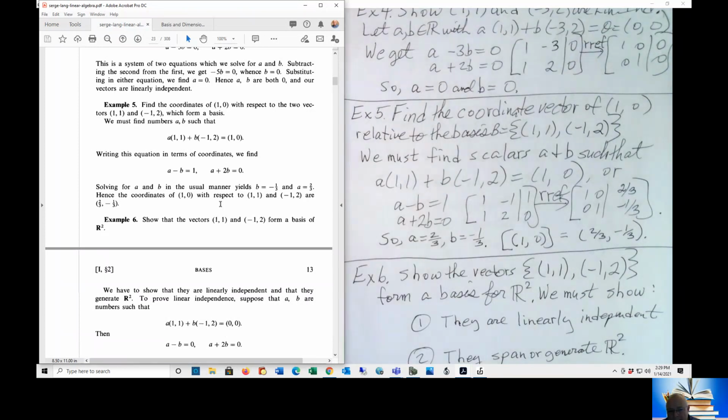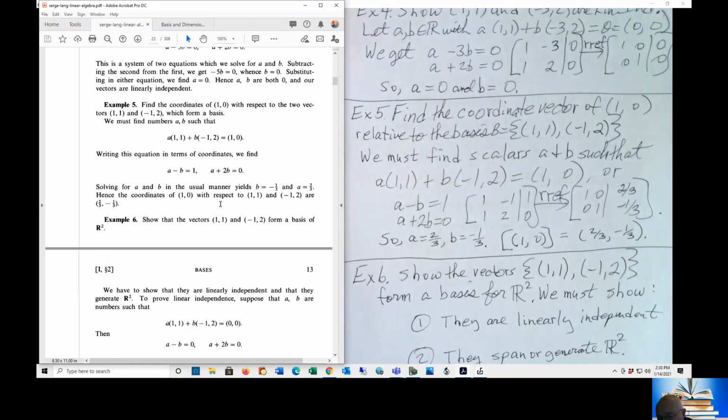That means we have to find scalars a and b so that the linear combination of those two vectors equals our given vector (1, 0). You multiply the scalars inside the vectors and add corresponding coordinates, and it gives you a system of two equations in two variables. So you get a minus b is 1 and a plus 2b equals 0. You can solve it by subtracting one from the other and substituting, and you get a equal to 2/3 and b equal to negative 1/3.